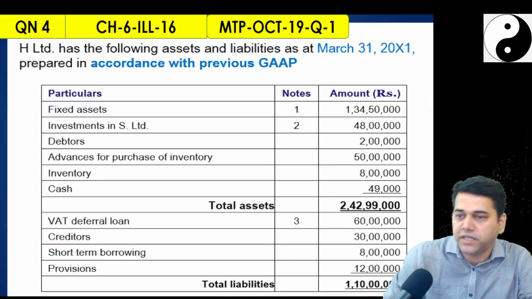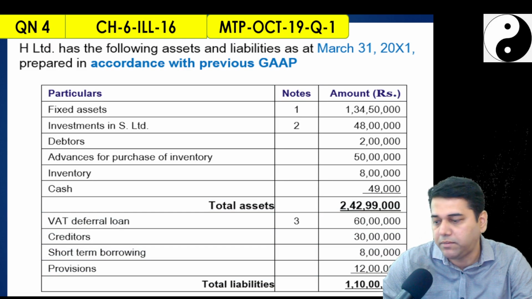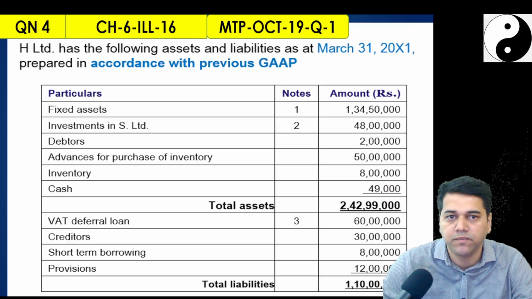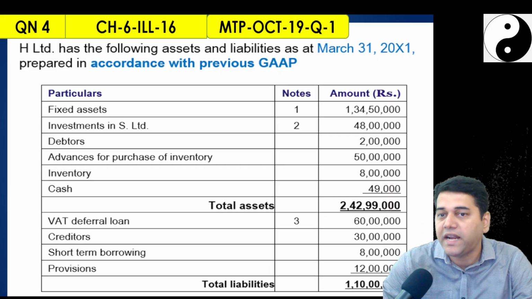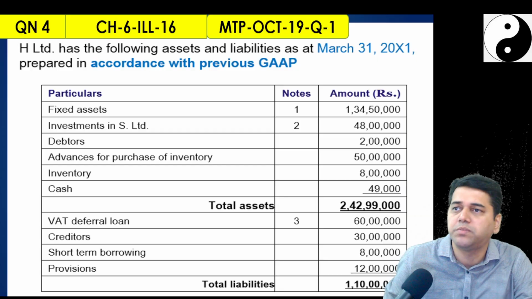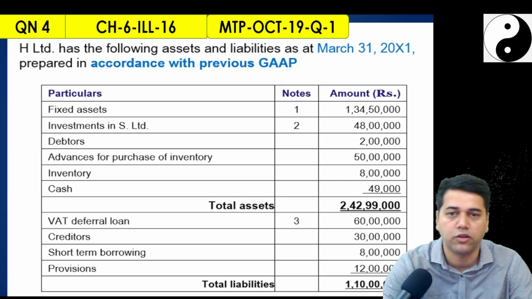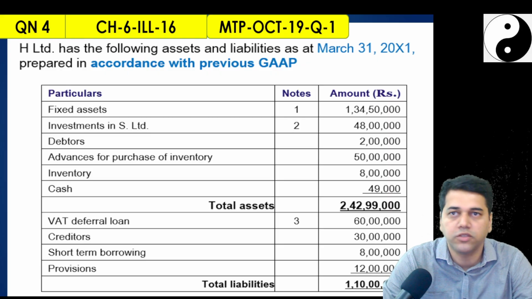H Limited has the following assets and liabilities on 31st March 2011 prepared as per previous GAAP. See, the moment you see this previous GAAP, you understand that this is 101. This concept comes only here.